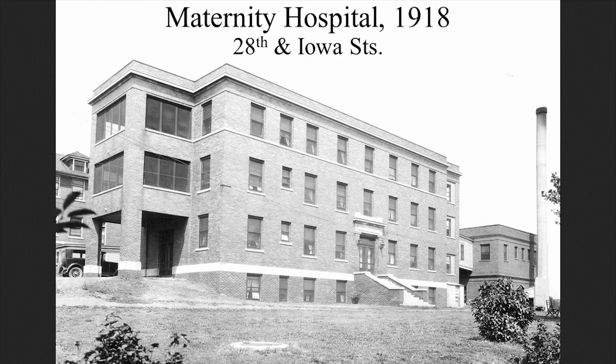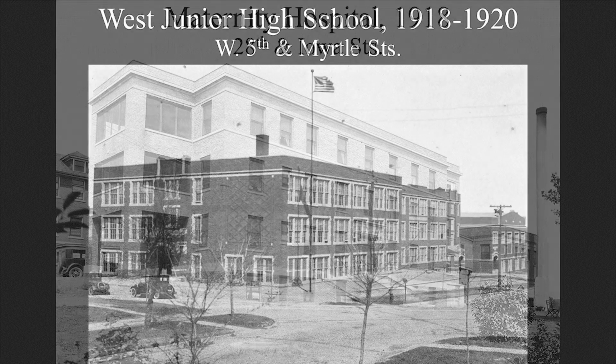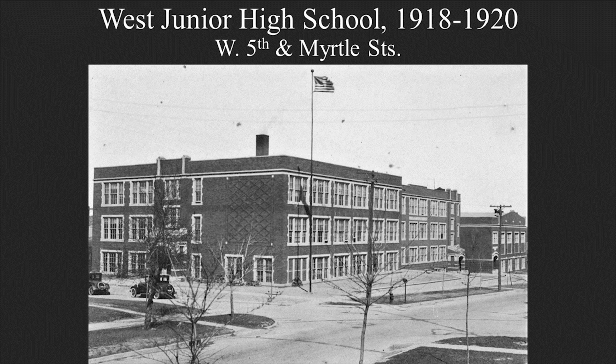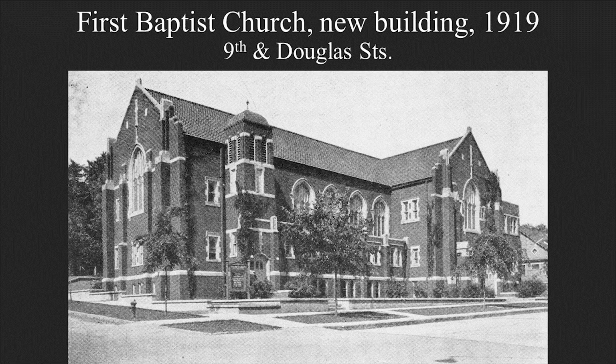On the north side, the maternity hospital built a new structure in 1918 at 28th and Iowa Streets. West Junior High School opened in 1918 and had additions in 1920. It was located at West 5th and Myrtle Streets. First Baptist Church, which had been in Sioux City since 1850s, built a new building in 1919 at 9th and Douglas Streets.